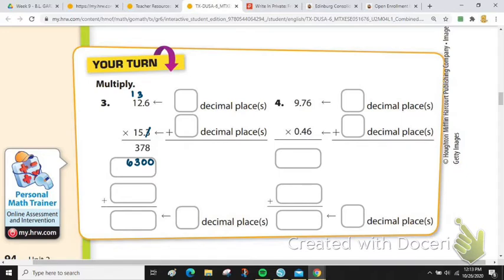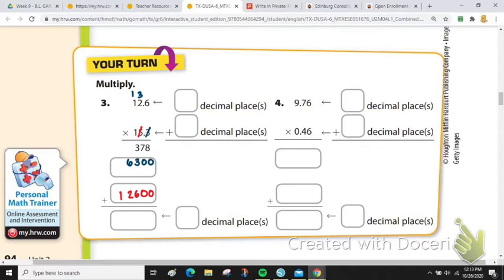Because I already used the 5, I'm going to cross it out. Now I need a 0 for my 3 and a 0 for my 5 as placeholders. So now I can multiply the last number, which is 1. 1 times 6 is 6. 1 times 2 is 2. 1 times 1 is 1.